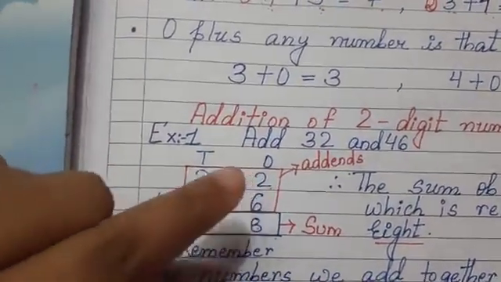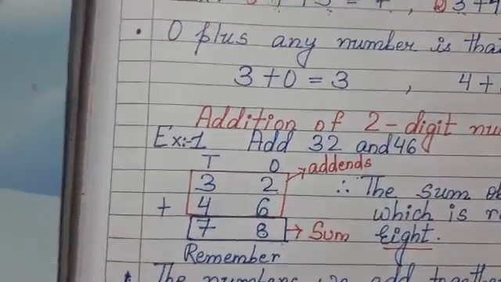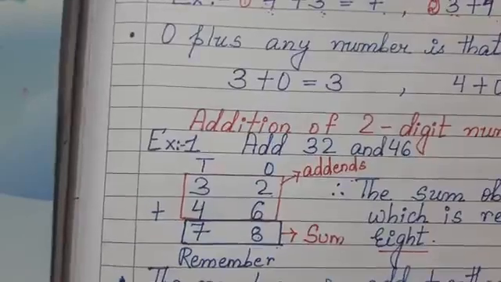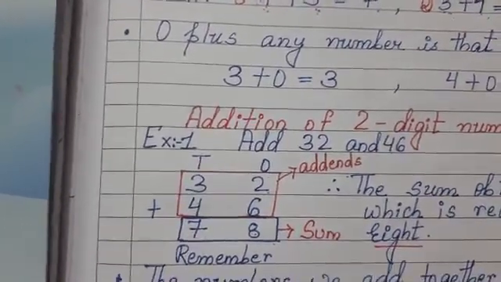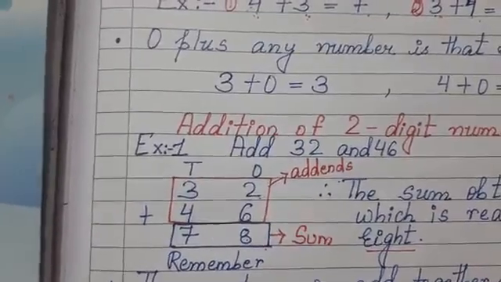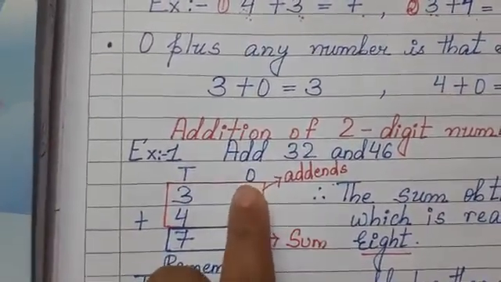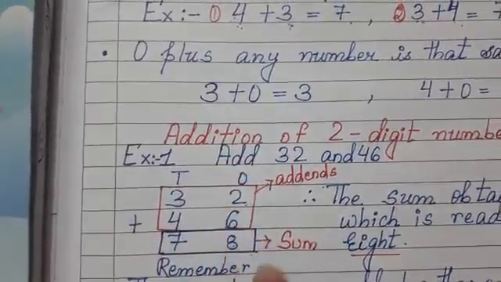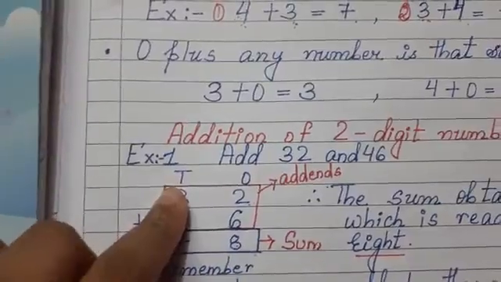Remember one thing: while adding, we should start the addition by adding the digits present at the ones place. So keep it in your mind that when we are adding, we should add the numbers present in the ones place first, then the numbers present in the tens place.